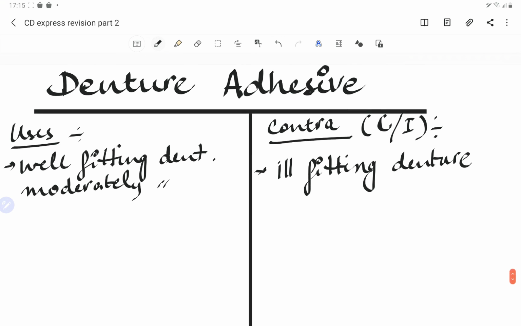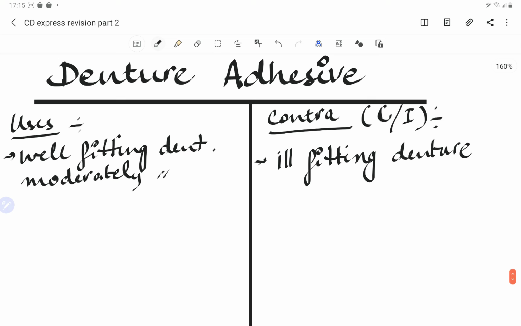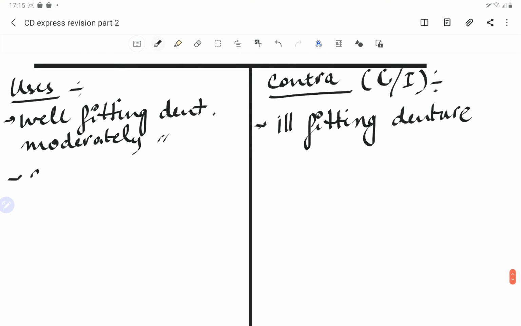Right. So why well-fitting denture? You must be asking, ma'am, why do we use it for a well-fitting denture when the denture is already fitting properly? Why do we need a denture adhesive? Basically, what is denture adhesive? Denture adhesive is a glue, so that the denture sticks to the tissues, right. So in case of a new denture wearer, when the patient is not used to wearing a denture, for a few days you ask the patient to use the denture adhesive.